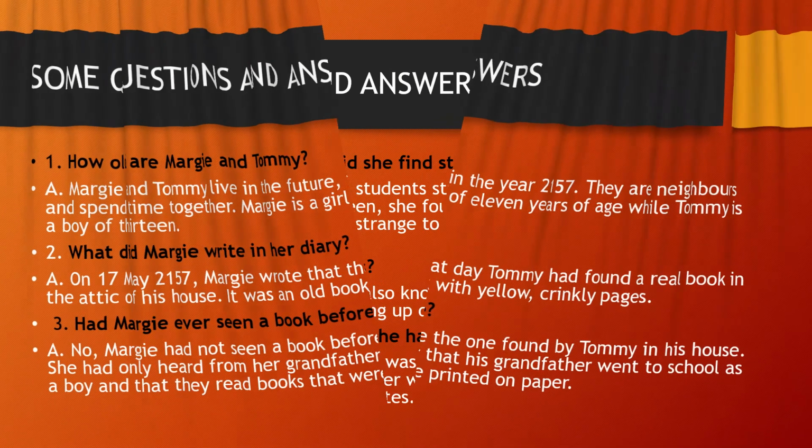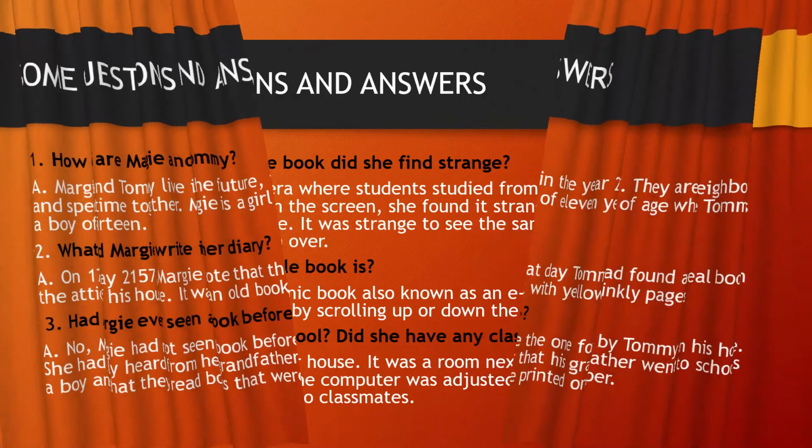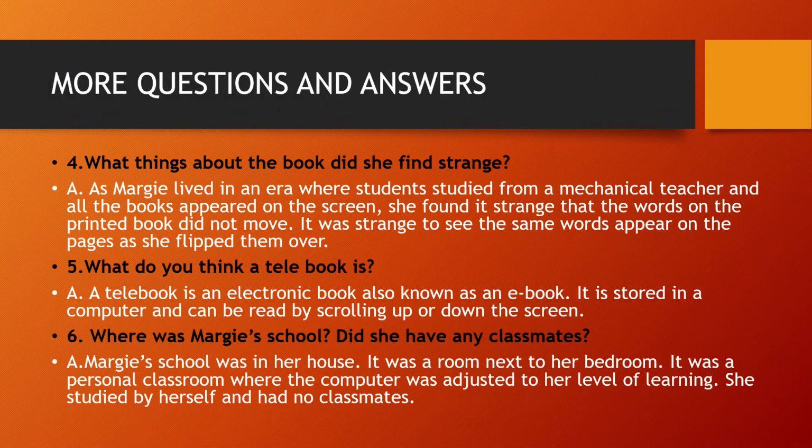Okay, so comes the next question, what things about the book did she find strange? Answer: as Margie lived in an era where students studied from a mechanical teacher and all the books appeared on the screen, she found it strange that the words on the printed book did not move. So it was very much surprising for her because the words were not moving. Okay, it is only printed. It was strange to see the same words appear on the pages as she flipped them over. So it is very much surprising for her.